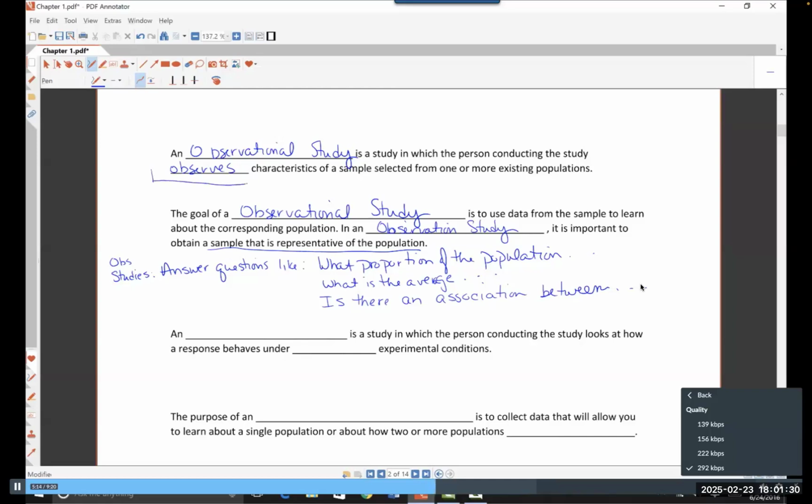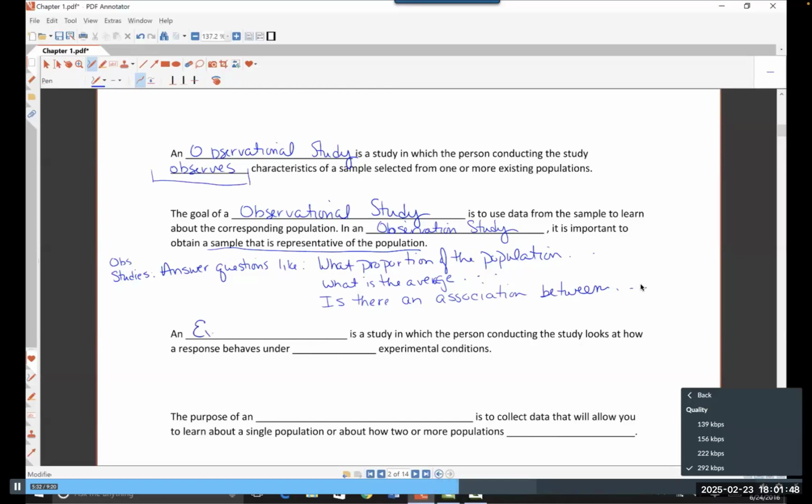Remember that the person conducting this study just observes characteristics. They don't actively do anything to change a response of a person. They just look to see what the response was and maybe write it down or take note of it.